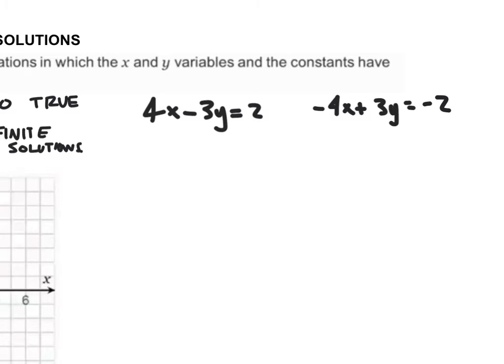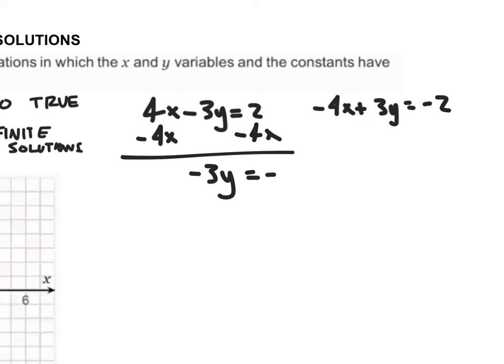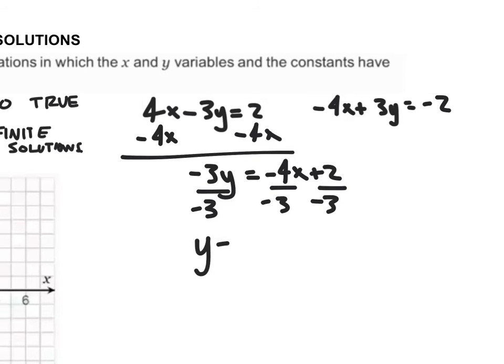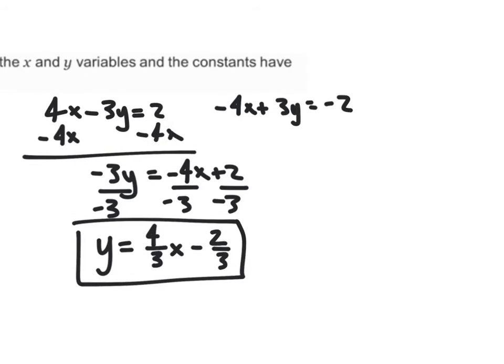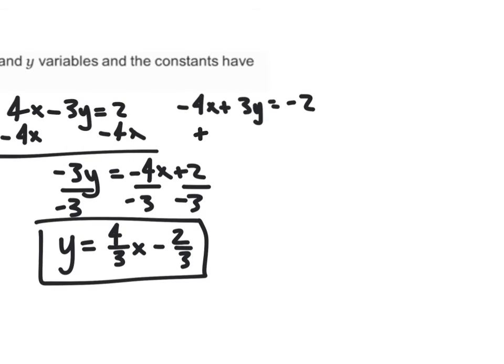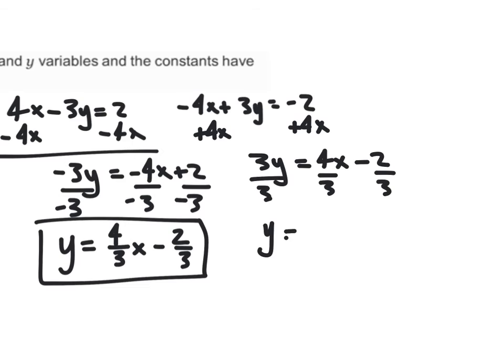So I'm going to subtract 4x from both sides, and that's going to give me negative 3y is equal to negative 4x plus 2. And then I'm going to divide this by negative 3 on everything. So I've got y equals positive 4/3 x minus 2/3. So that's one equation. Now, if I go over and solve this equation over here for y, we'll get the same thing. So add 4x to both sides. So I get 3y is equal to 4x minus 2. Divide by 3, and I get y is equal to 4/3 x minus 2/3.